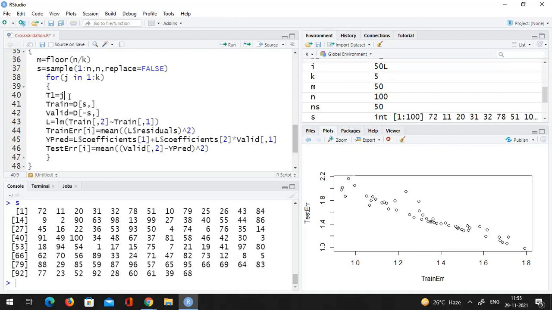J into something plus 1. Any ideas what I'm saying? J into M. J into M. Okay. So for j equal to 1, I'll be getting 20. You are in the right direction. You need to modify it a bit.